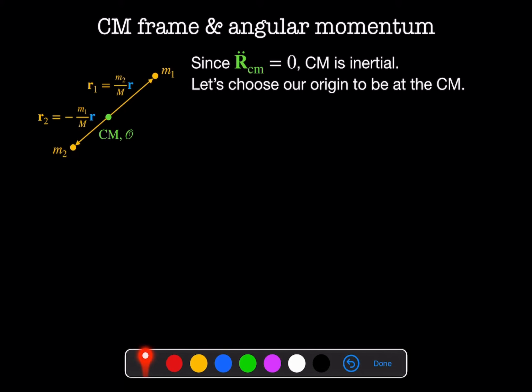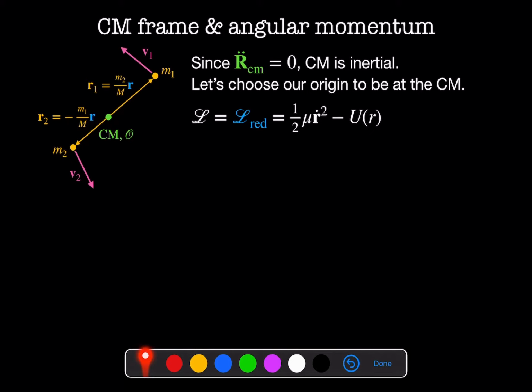In this coordinate system, our positions R1 and R2 are given by m2 divided by the total mass times the relative position R, and minus m1 divided by m times the relative position R. And these particles have velocities v1 and v2. In this coordinate system, our Lagrangian is merely the reduced Lagrangian, or 1/2 mu r dot squared minus u as a function of r. In this type of system, symmetry dictates that these orbits are planar.